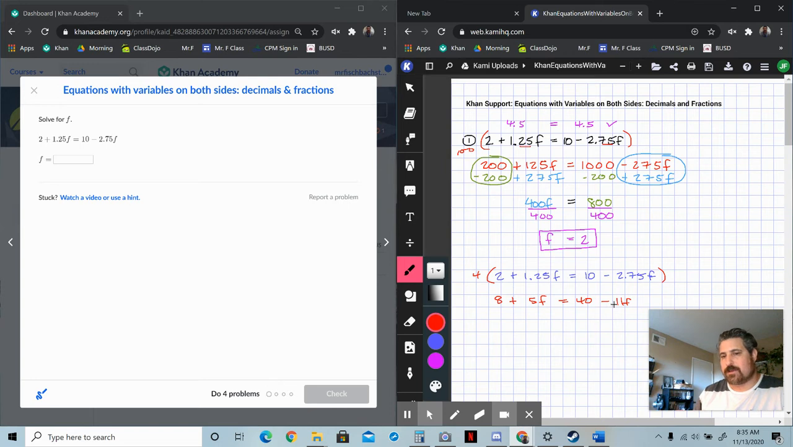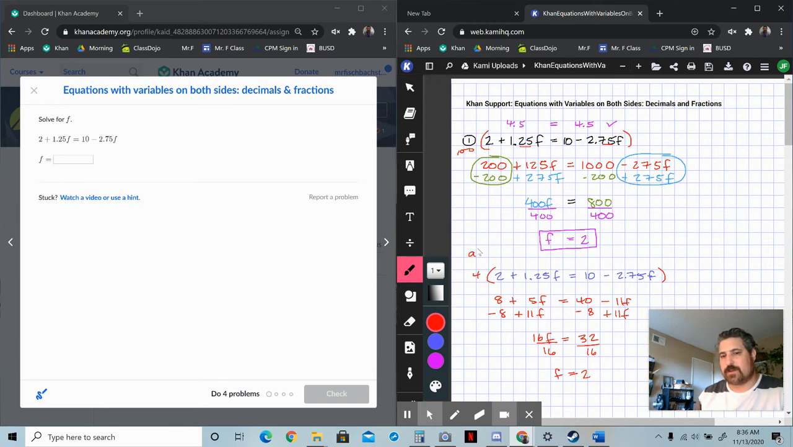Now what you're going to do is take that 11f, you're going to add 11f to both sides, and you're going to minus 8 from both sides. And what you end up getting there is 16f is equal to 32. And divide by 16 on both sides, and you get f is equal to 2, just like we got before.